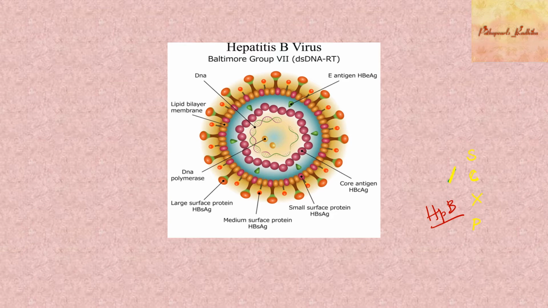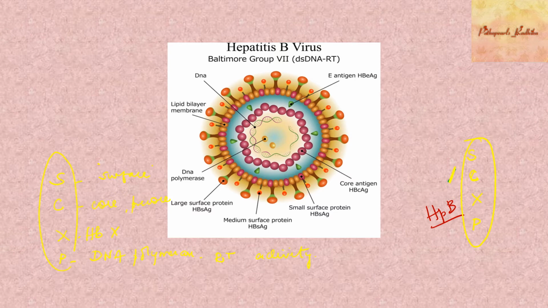Okay, so let me repeat, they have different genes which code for different proteins. The S gene is going to code for the surface antigen. Then your C gene is going to code for the core and the precore antigen. Your X gene is going to code for the HBX protein, whereas your P gene is going to code for your DNA polymerase. So DNA polymerase is an enzyme which has got reverse transcriptase activity because it's a DNA virus.